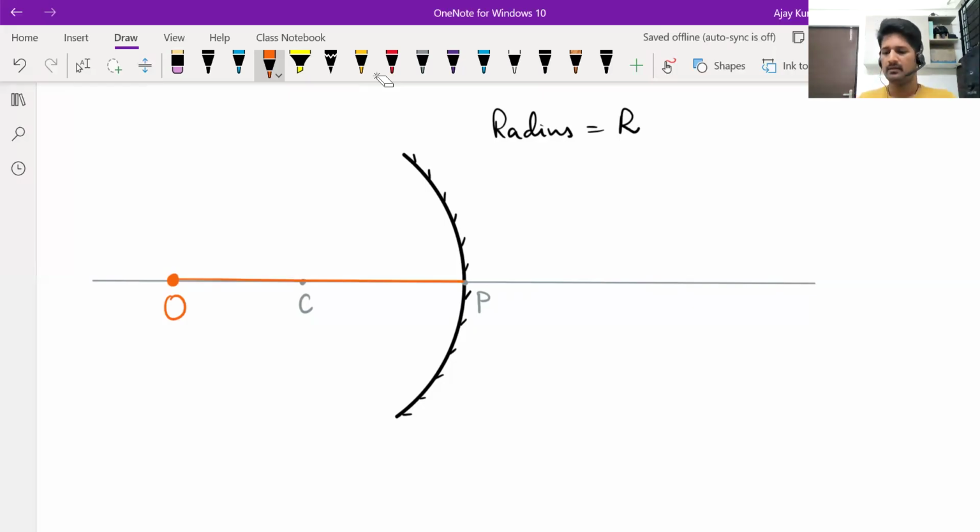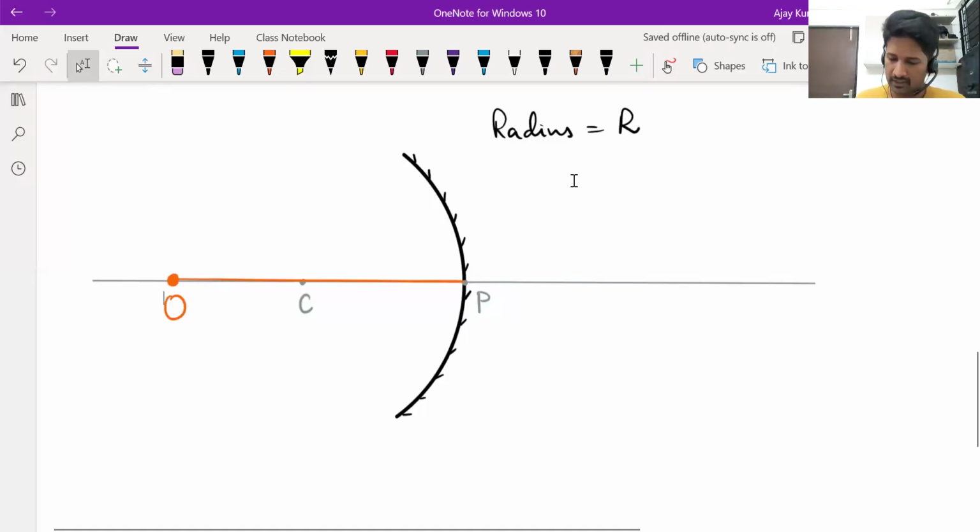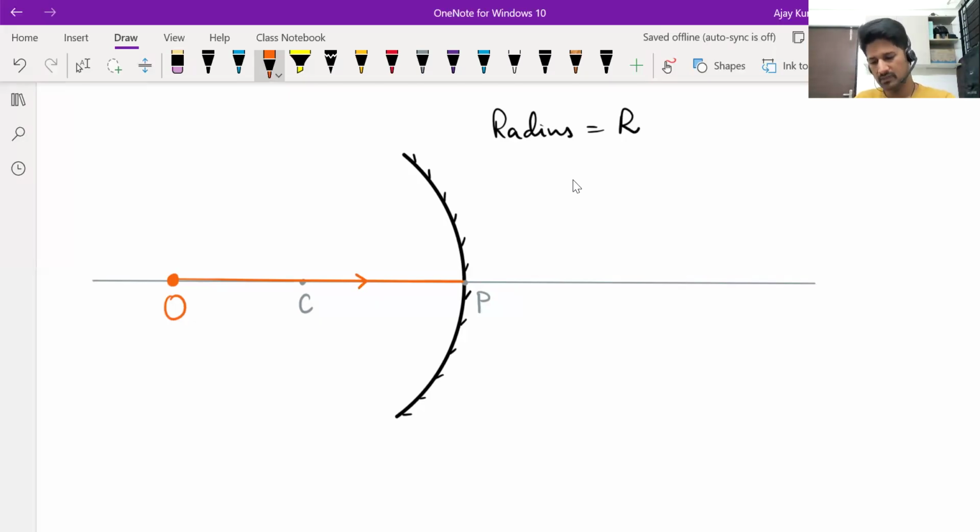Now this ray strikes the mirror perpendicular to it, means it strikes the mirror along the normal. Can one of you tell me what is the angle of incidence of this ray? 0, sir. 0. It is striking along the normal, so angle of incidence is 0. Therefore, angle of reflection will also be 0. It will be reflected straight back along the same line. Okay, that's one of the reflected rays. Let it be. Consider one more incident ray, maybe from here to here.